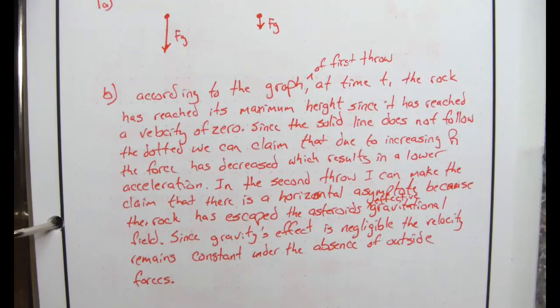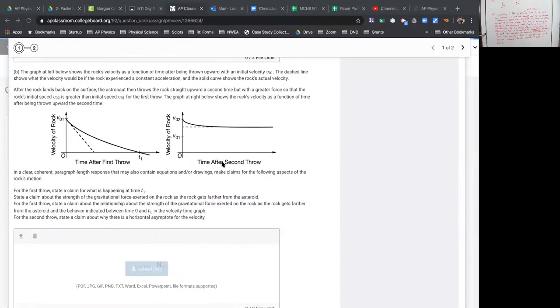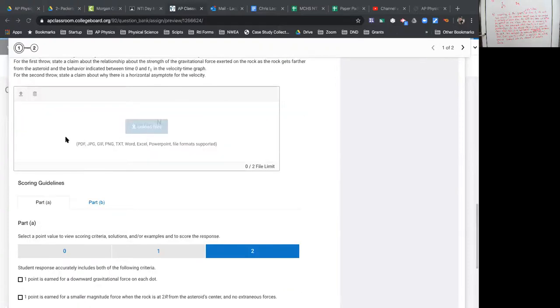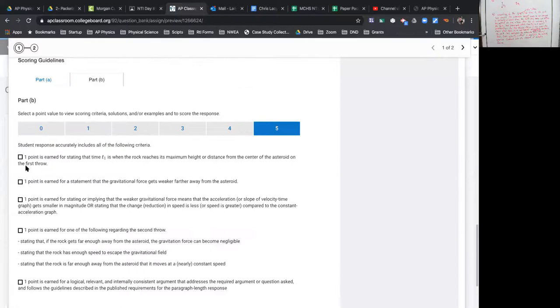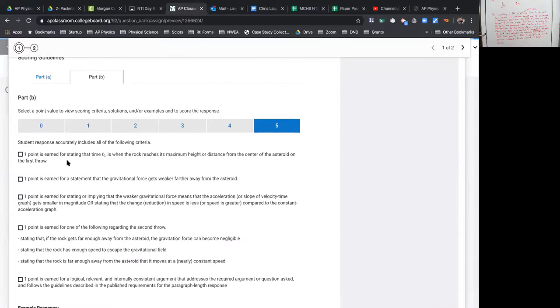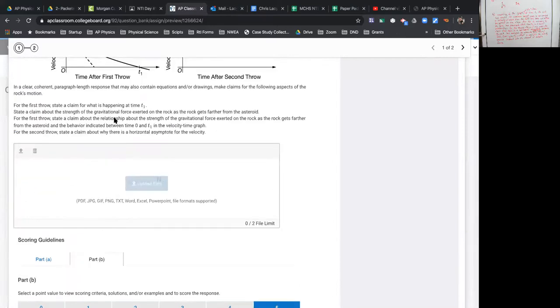Let's check and see. I'm a little iffy on a couple things now that I've gone back and read it, but let's see. Part B. All right, so 1 point is earned for stating that T1 is when the rock reaches its maximum height or distance from the asteroid. Yeah, I did have that.